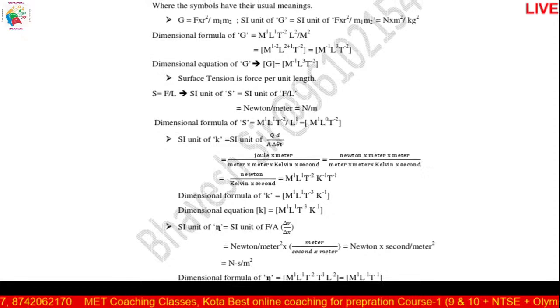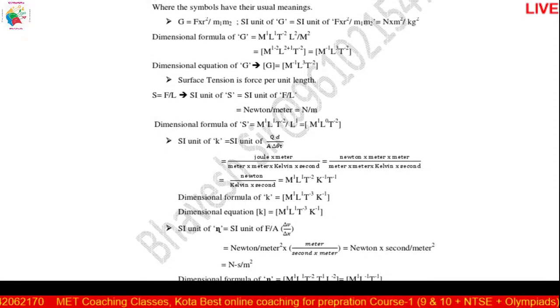Now the second physical quantity is surface tension, and the unit of surface tension is Newton upon meter. Okay, what is surface tension? It is force per unit length. Okay, so SI unit of S is equal to SI unit of F by L. For F use Newton and for L use meter, so Newton upon meter.